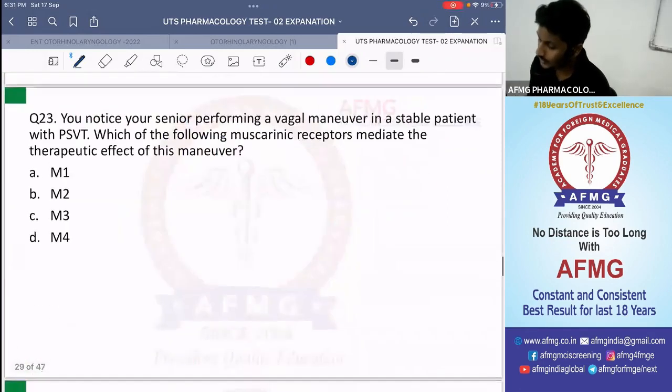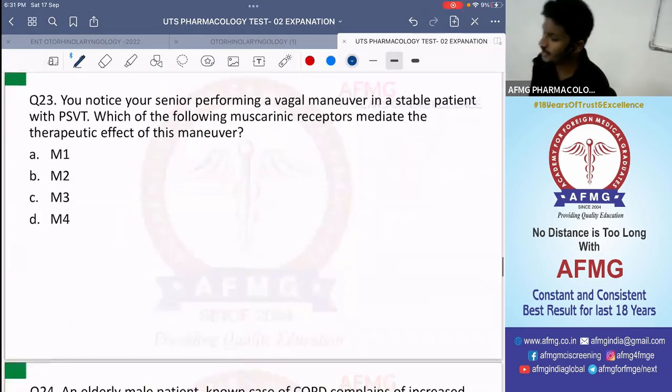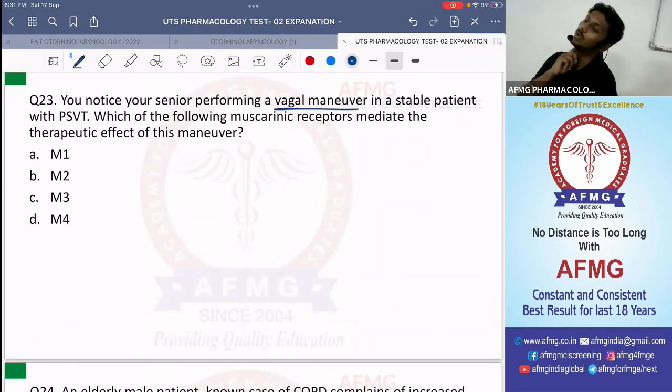Question number 23 now. You notice your senior performing a vagal maneuver. A vagal maneuver is usually done beneath the angle of the mandible, and we press the carotid artery for some time and then we release it. No issues with this, anybody? Or we do a carotid massage in this patient. As you do a carotid sinus massage in this patient, what will happen?